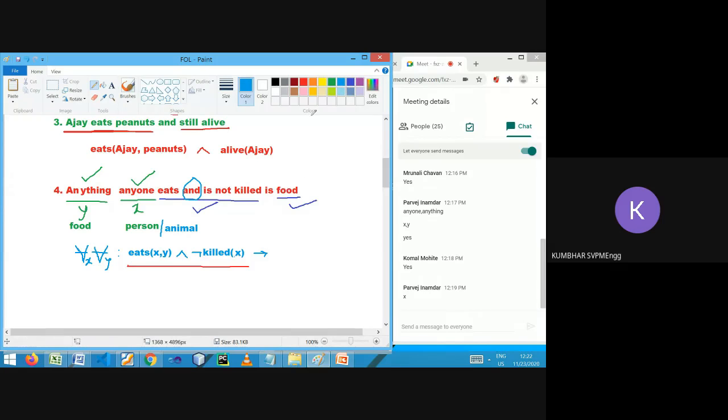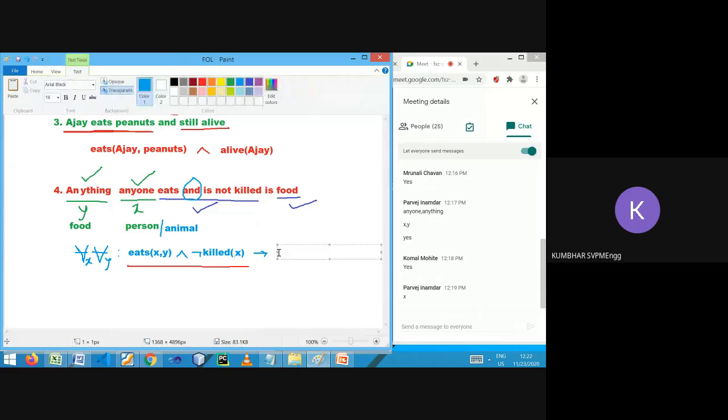So how can I write that in the predicate? Can anyone tell me? The predicate will be food. What should I pass to this? What will be the food? X or Y? Y. Correct? Correct. So this will be our statement.